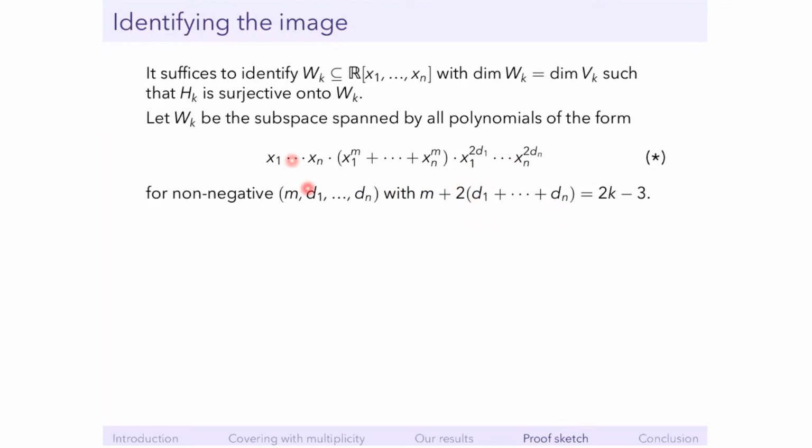So I claim that this is really the image of this map Hk, so I claim that this is the Wk that we were looking for. So we need to check that the dimension of this thing equals the dimension of the domain, and that Hk is surjective onto it. Okay, so here's a fact, and this is just counting: you can count the dimension of Vk, the space of reduced polynomials that vanish outside the origin to multiplicity at least k, and you can count the dimension of Wk, and they turn out to be equal. They're equal to this specific binomial coefficient, although we won't need that. The point is just you can count them, and they have the same dimension.